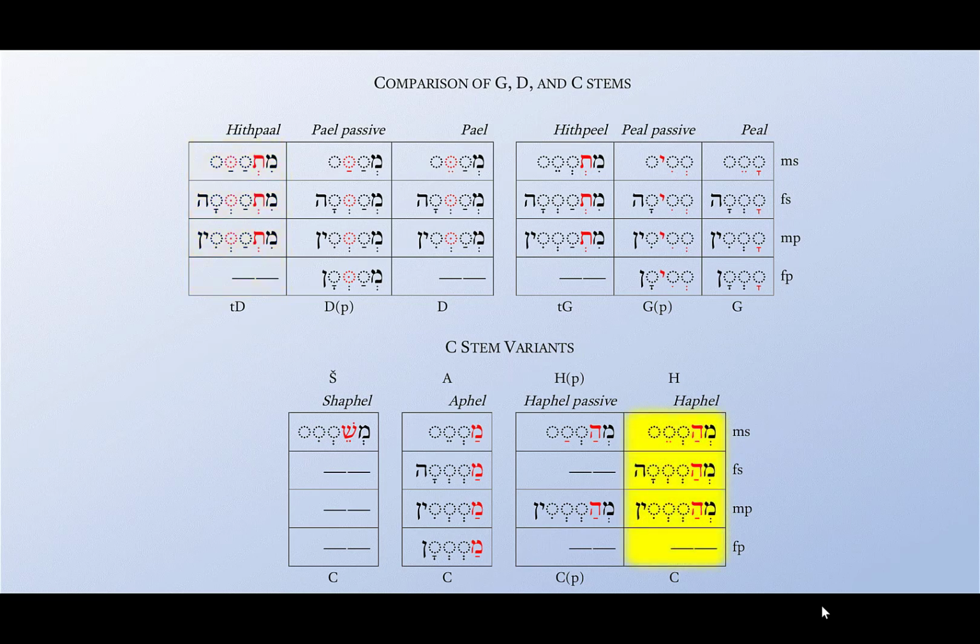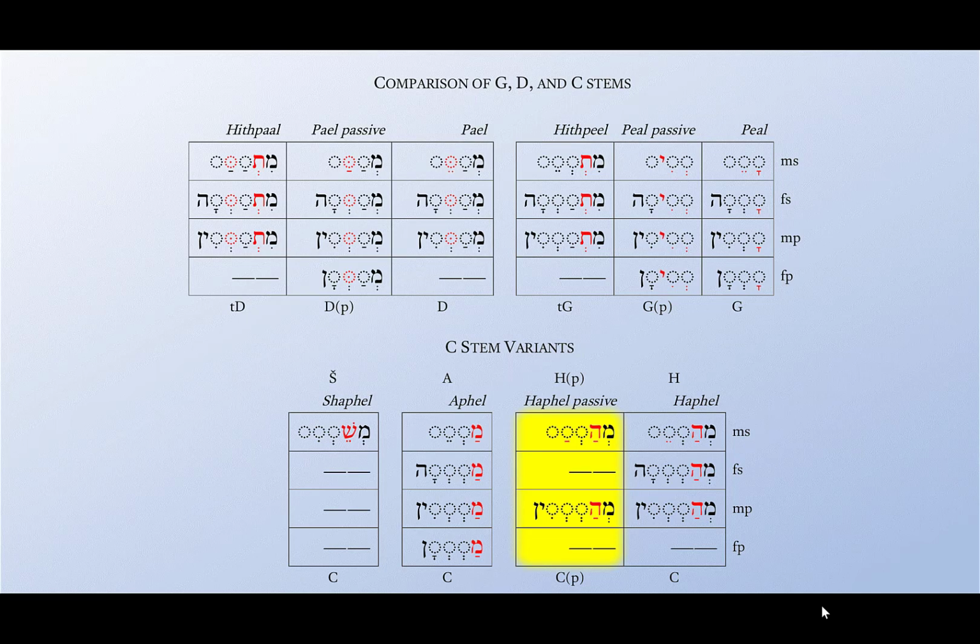Okay, and then moving down to the C stem variants, hafel, what prefix does it have? Well, it has the mem prefix that we already saw with the pa'el and pa'el passive, right? But it has the hey prefix of hafel, all right? And the hafel passive, what's the difference here? Well, in masculine singular, we have a vowel difference, just like there was a masculine singular vowel difference between pa'el and pa'el passive. But otherwise, as we can see with masculine plural, it's the same expected form.